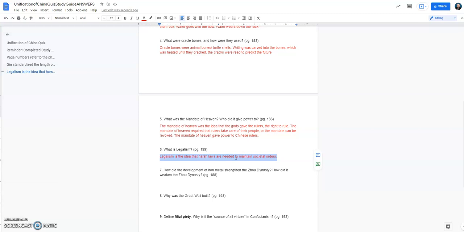And if you break those rules, you're going to be punished severely. So nobody wants to break the rules or step out of line because the punishments are so severe, right? So that's the idea behind legalism.